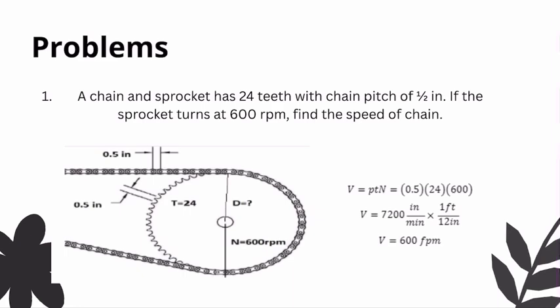For directly substituting, we'll get the answer of 7,200 inches per minute. In converting it to feet per minute, the answer will be 600 feet per minute.